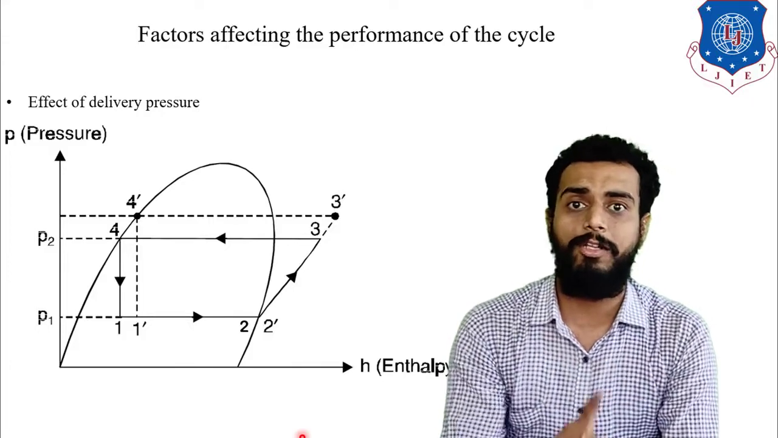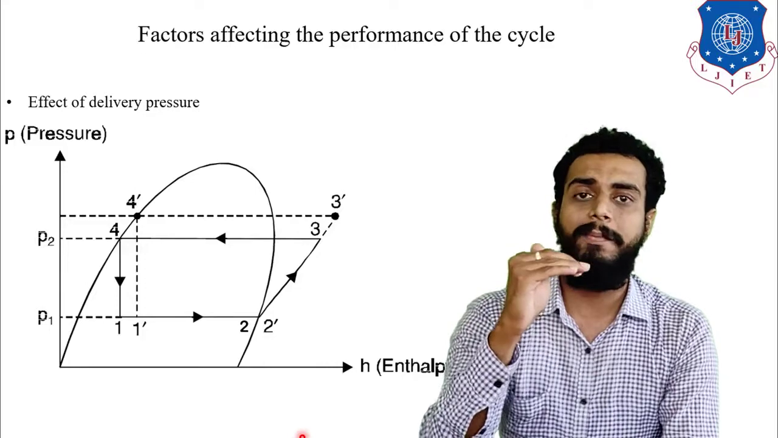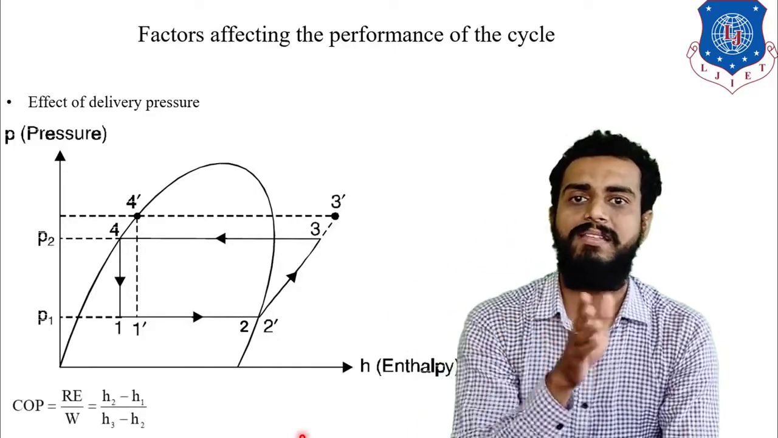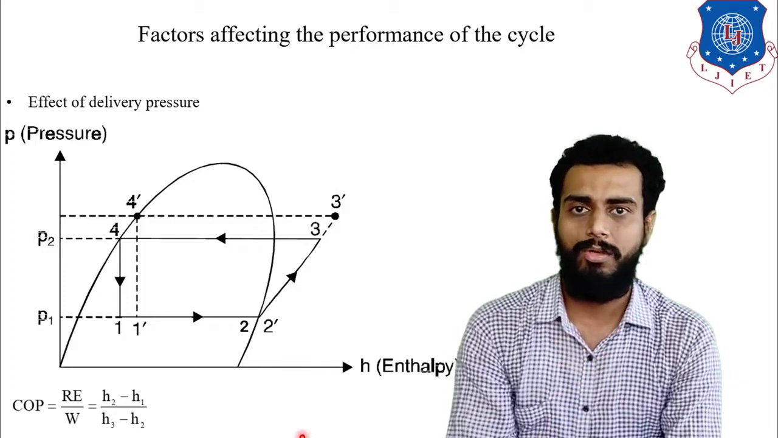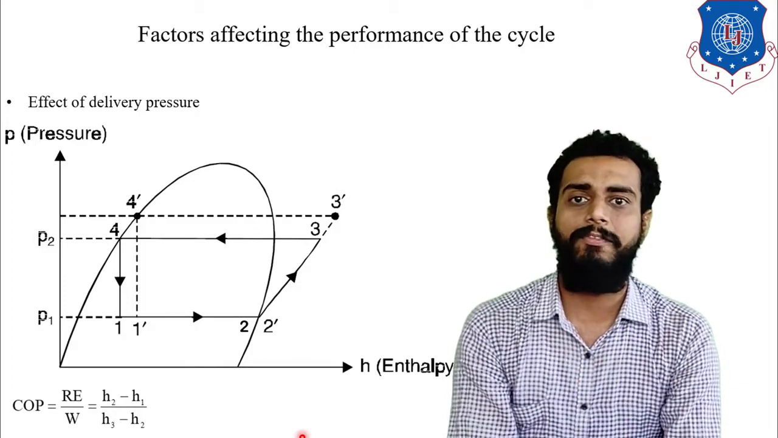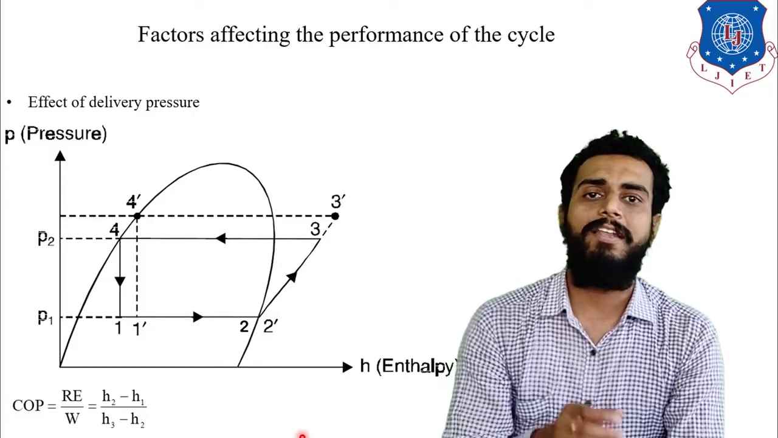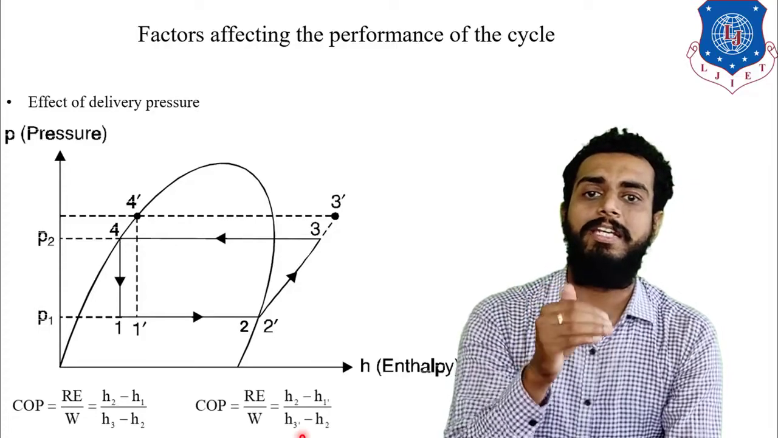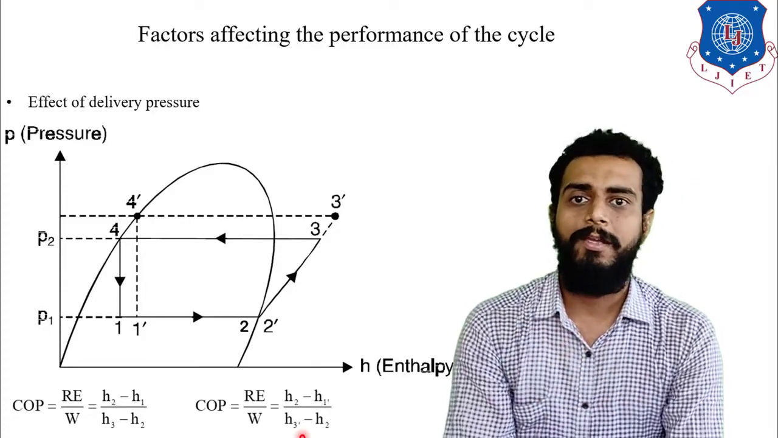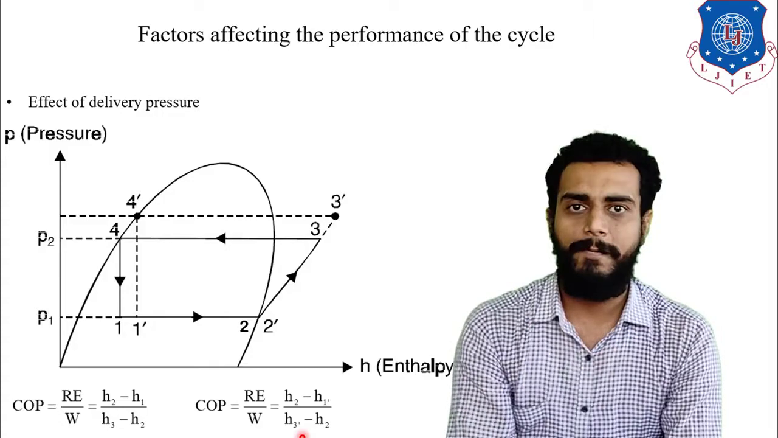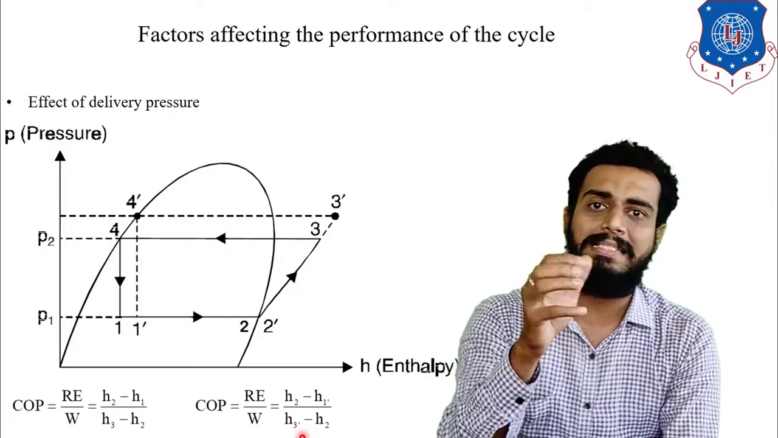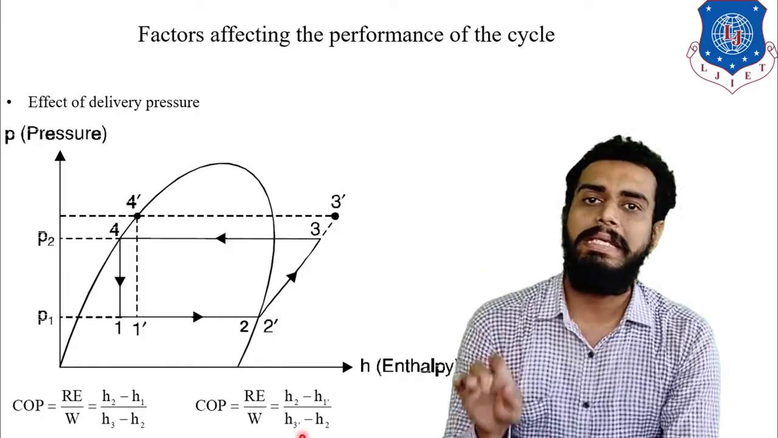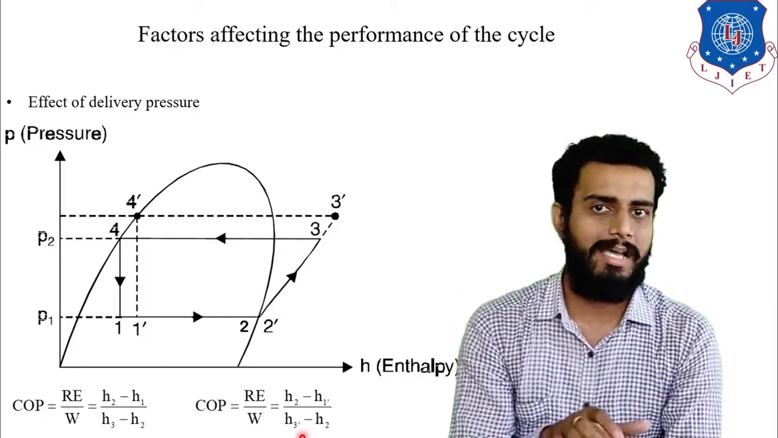Let us write down the COP for the former cycle, when the delivery pressure is not increased. For the normal cycle, the COP is H2 minus H1 divided by H3 minus H2. Now for the later cycle, the revised COP will be H2 minus H1 dash divided by H3 dash minus H2. Here the numerator has decreased and the denominator has increased, so the sole effect will be a decrease in the COP, and that is not desirable.